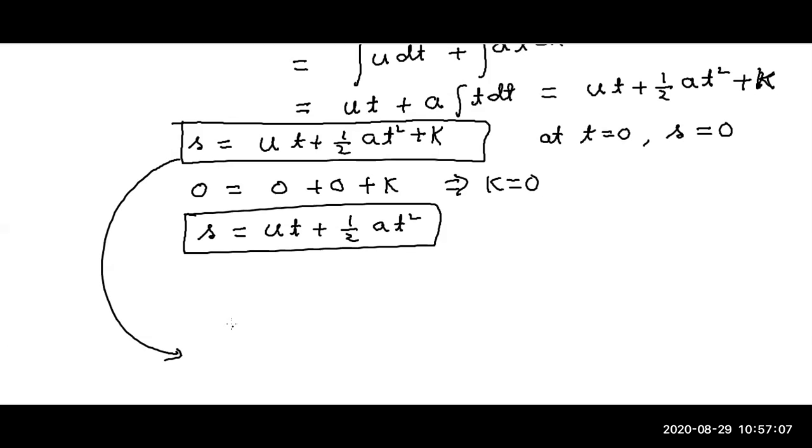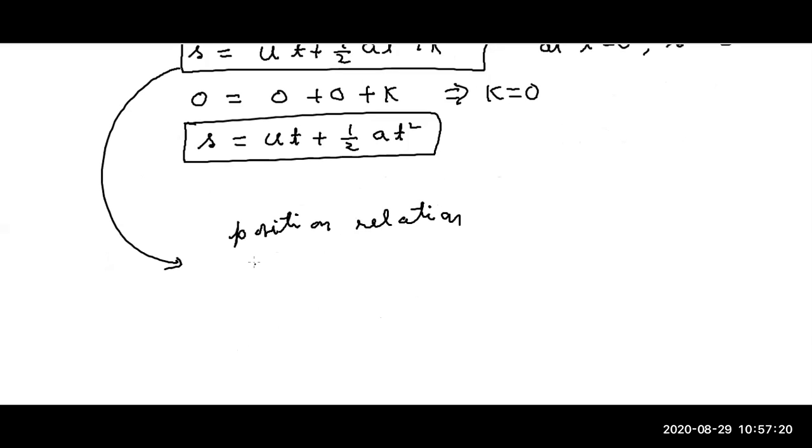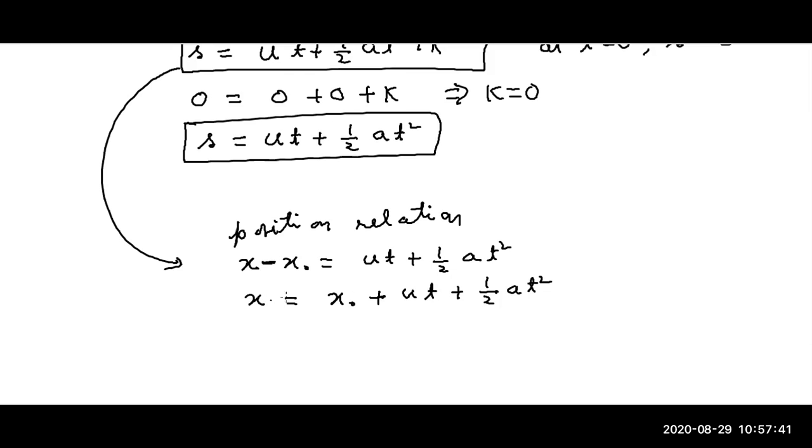Position, if we want to write for position relation, what we can do is, since displacement is change of position, we can write x minus x naught as ut plus half at square. So x can be written as x naught plus ut plus half at square. So you can write it like this. It means the initial position plus displacement will be the final position.